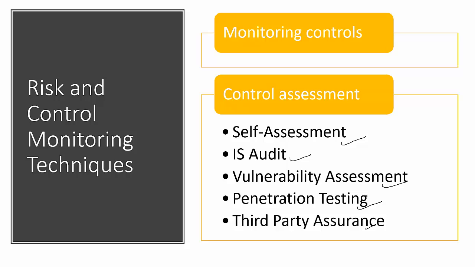So in time, these self-assessments establish the baseline which can be used to highlight the deviations that may indicate the control weakness or failure. Okay, so COSO framework and COBIT always promote this particular thing. Then second is called an IS audit. Audit is basically used to audit the control effectiveness. Normally you face internal audit, external audit and all that.